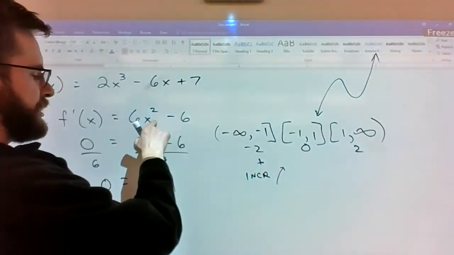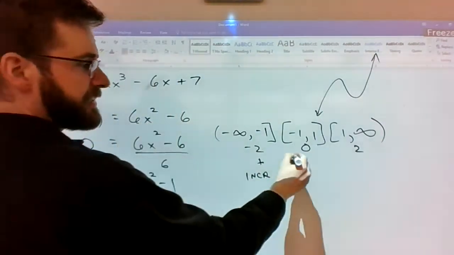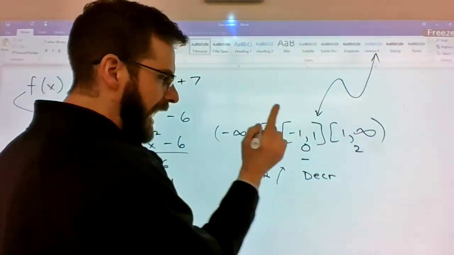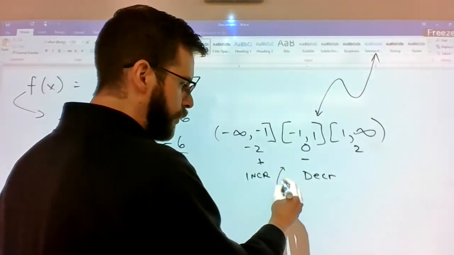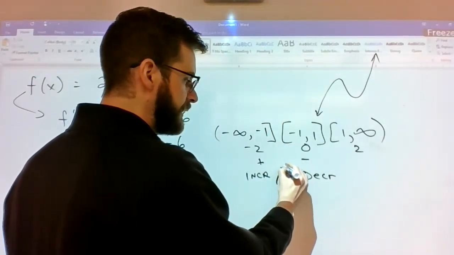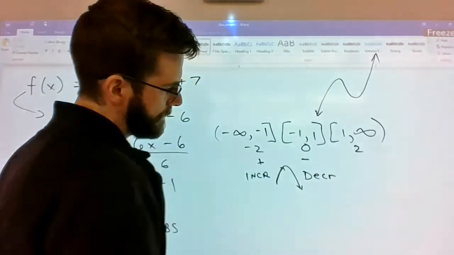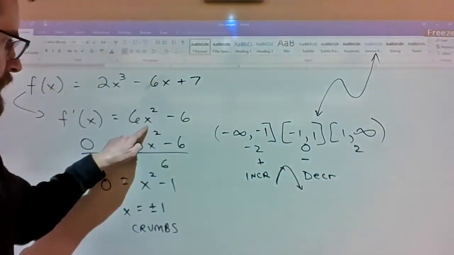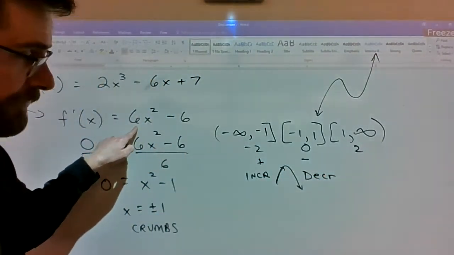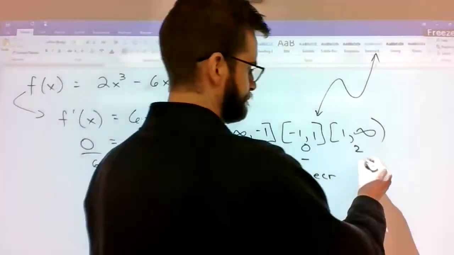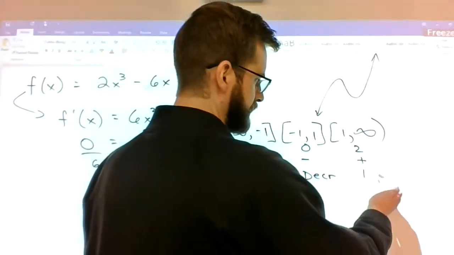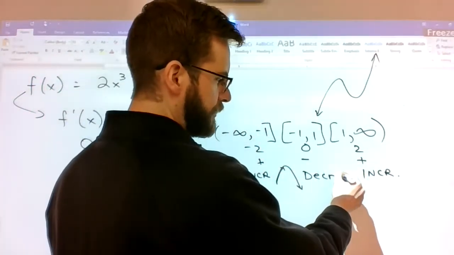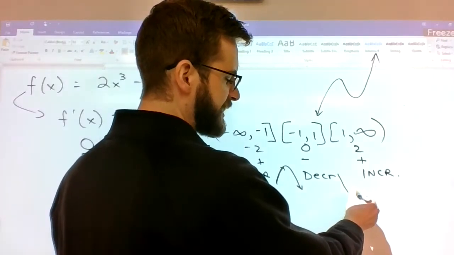Plug in 0, you get 0 squared times 6, which is 0 minus 6, negative. So then we go to decreasing. So at this very point, negative 1, we go from increasing to decreasing. Test 2. 2 squared is 4. 4 times 6 is 24. Minus 6 is positive 18. That one's increasing. So it continues to go down, continues to go down, continues to go down, but then it has to come back up again.